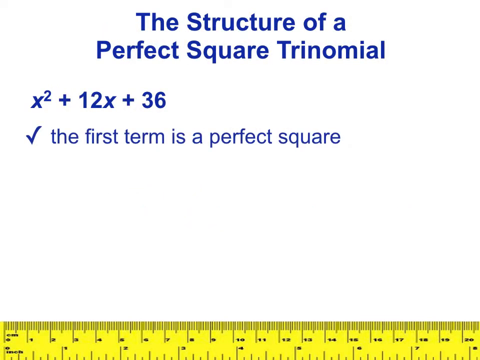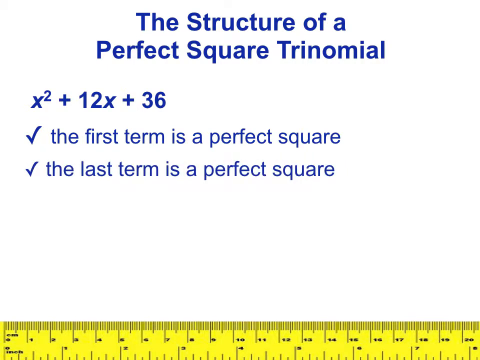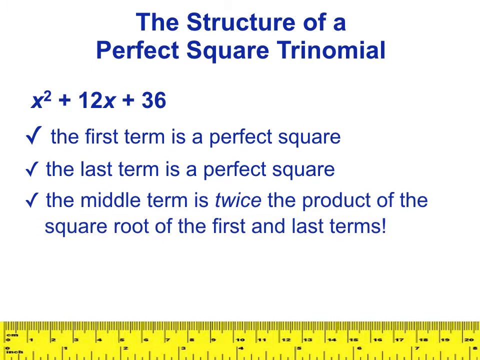The first term will always be a perfect square. The last term will be a perfect square. The middle term will be twice the product of the square root of the first and the last terms. So let's look at that a little bit more closely. In this example, the square root of the first term is x. The square root of the last term, the square root of 36, is 6. If you multiply those two together, you get 6x. If you double it, you get 12x.